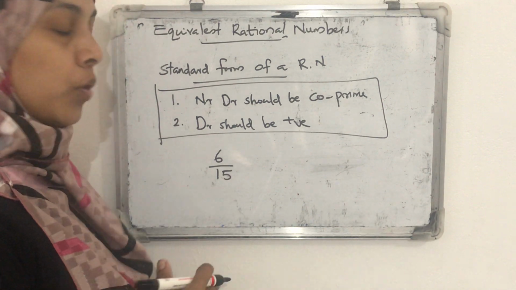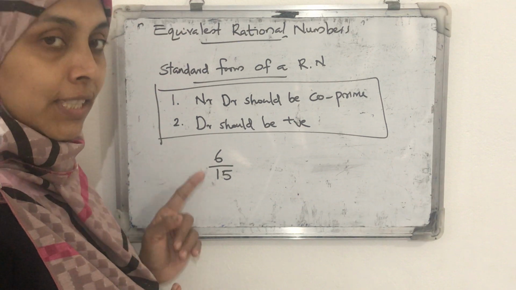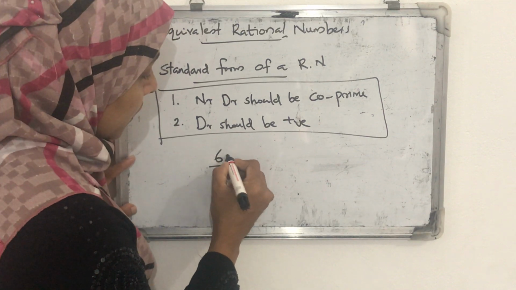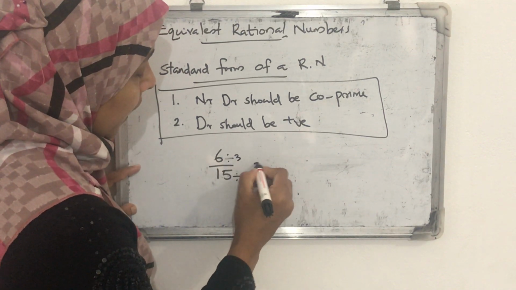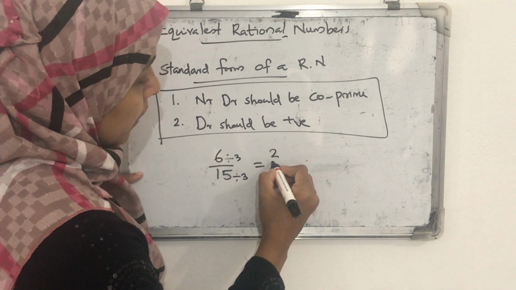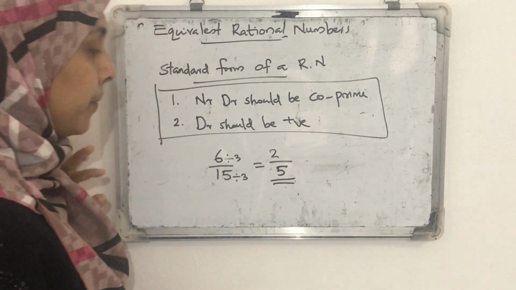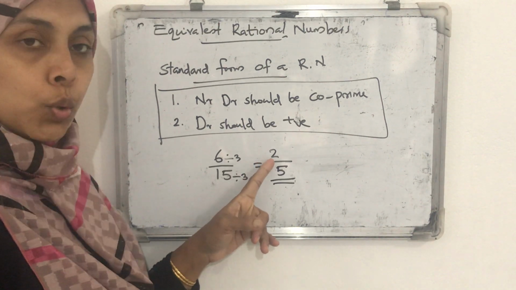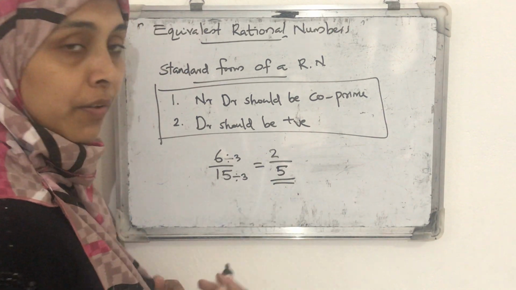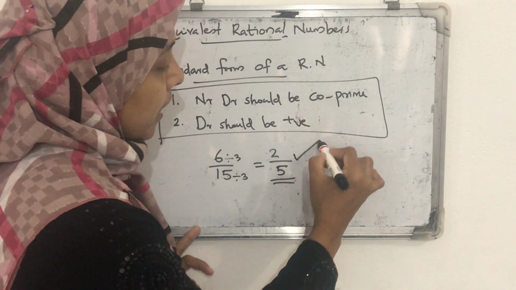Now how can we find its standard form? Both numerator and denominator, 6 and 15, have the common factor 3. So when we divide both numerator and denominator by 3, we will get its standard form. 6 by 3 is 2, and 15 by 3 is 5. So what is the standard form of 6 by 15? It is 2 by 5. Now check, do 2 and 5 have any common factors? No, only 1 is a common factor. So it is a standard form.